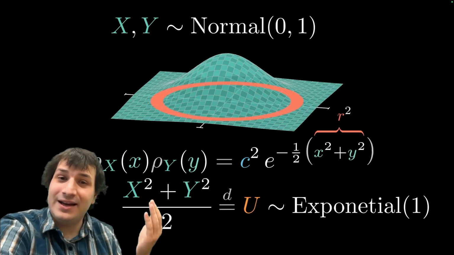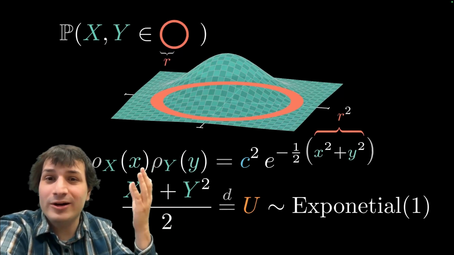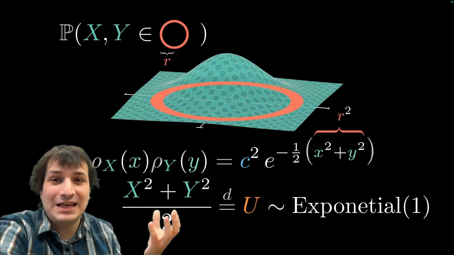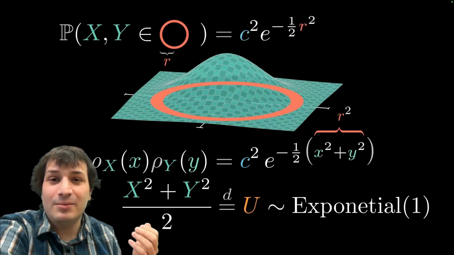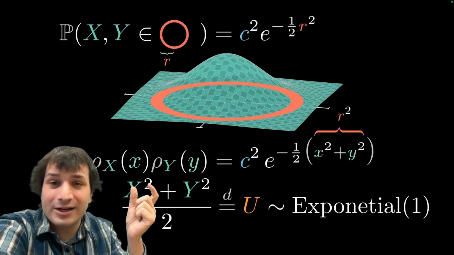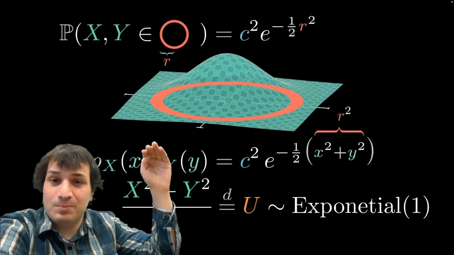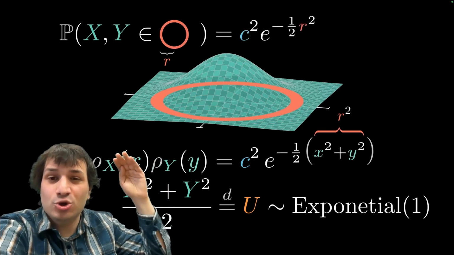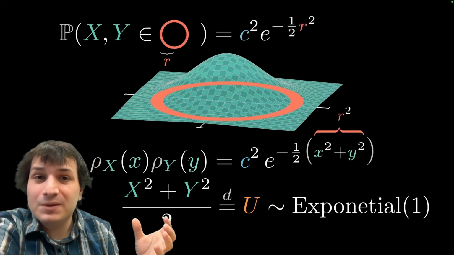This lets us do a very nice calculation. If you calculate the probability that x and y is chosen somewhere in the circle, well, all of those points have the same value. So the probability density is very simple. It's just c squared e to the minus 1/2 r squared, where r is the radius of the circle that you picked. That tells you the height, the probability density. And then if you want to know the true probability, you have to multiply it by the area. What is the area?